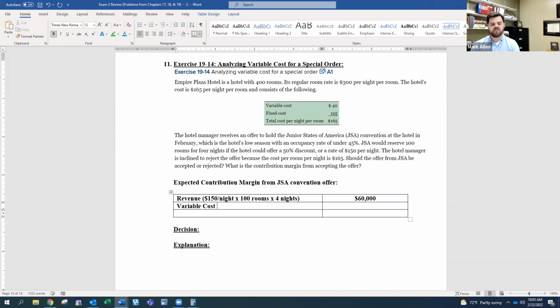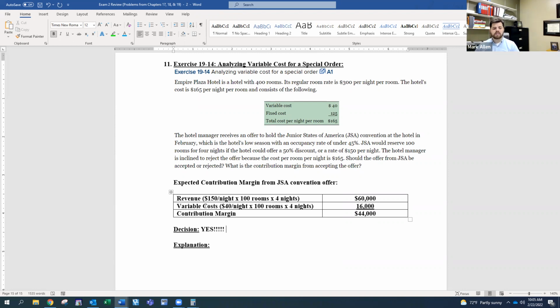So we now need to look at our variable costs. Well, our variable costs, we look at our cost structure, we see that's only $40 per night times 100 rooms times 4 nights, and that is $16,000. This gives us an increase in contribution margin of $44,000. So should we accept the offer? Well, in light of this, we say, yes, accept the offer.